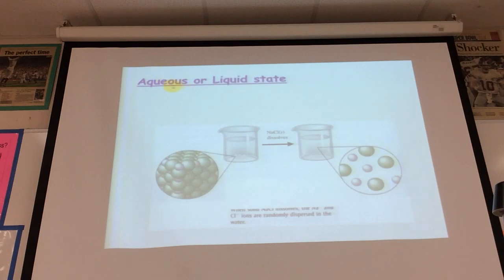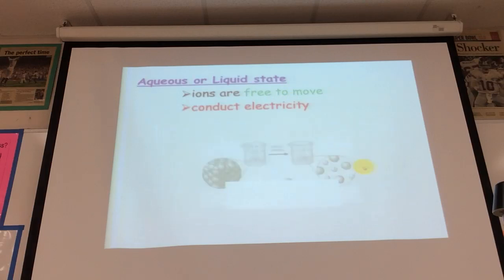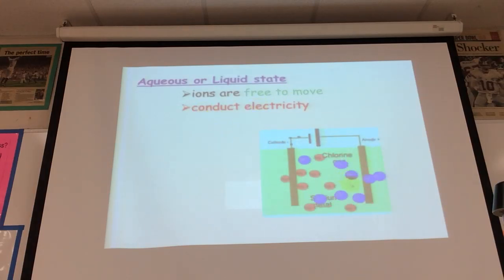On the other hand, when we look at an aqueous or a liquid solution of an ionic compound, you'll see here the lattice is a solid structure of salt. When that's put into water, that will break apart, and we now have cations and anions that are able to freely move around. So they're free to move, and they look something like this. And this means that they can conduct electricity.